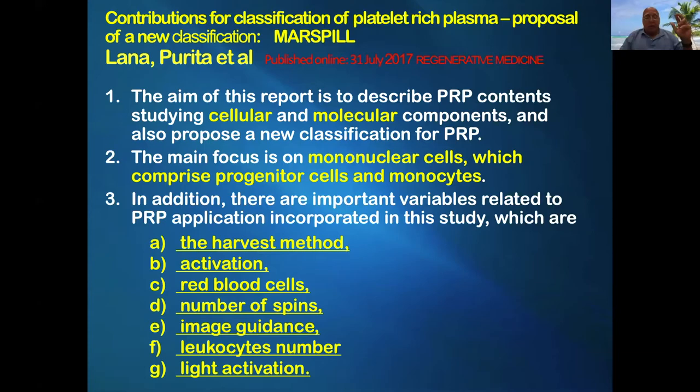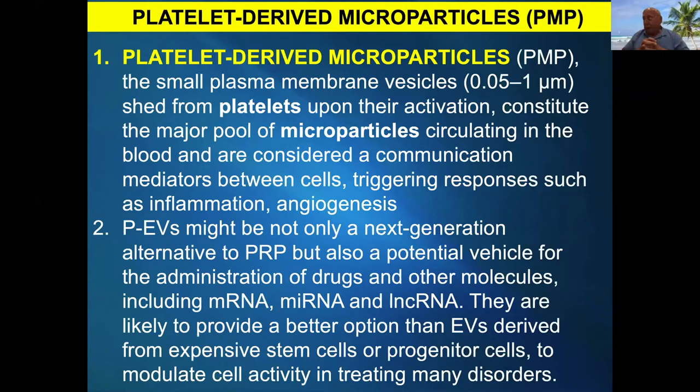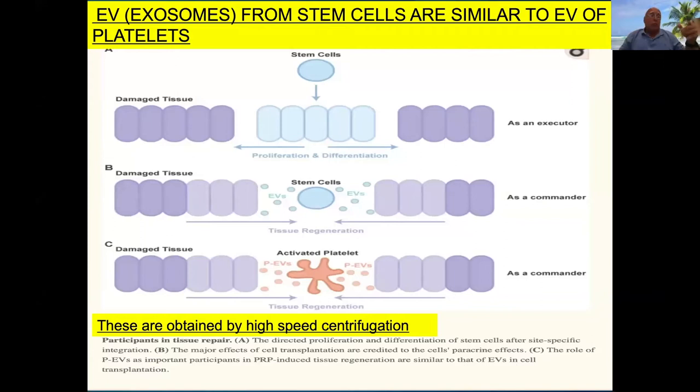Now, one thing I want to make everyone aware of: a lot of people know about exosomes, but there's also an exosome-like product that comes from platelets. These are called platelet-derived microparticles. They're actually more numerous than exosomes even. And we think possibly they may actually replace exosomes in our treatment protocols. We still have a lot to learn about exosomes, and I'll get into that a little bit later on in the lecture, okay?